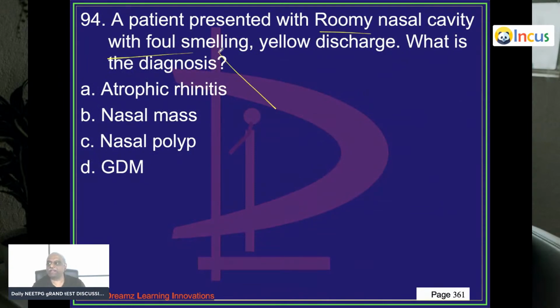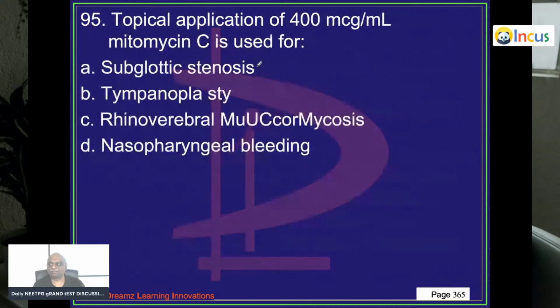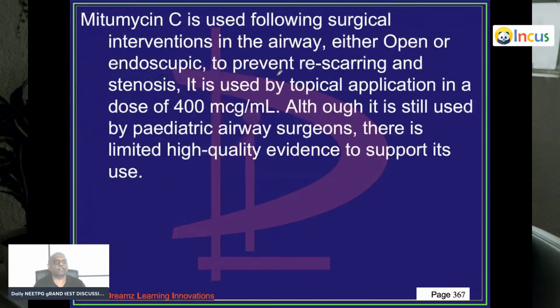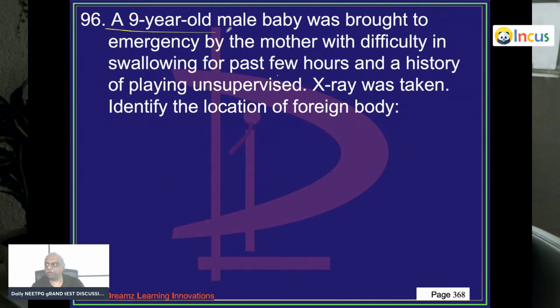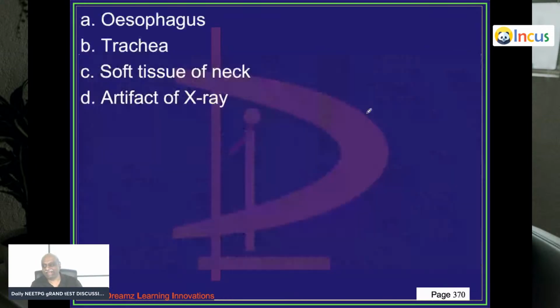Roomy nasal cavity, foul smelling, yellow discharge: atrophic rhinitis, ozena. Topical application of 400 micrograms mitomycin is used for subglottic stenosis. Another very standard question. 9-year-old male brought to emergency, difficulty in swallowing, X-ray was taken. You have a coin. What is the tension now? Is it in the esophagus or in the trachea?